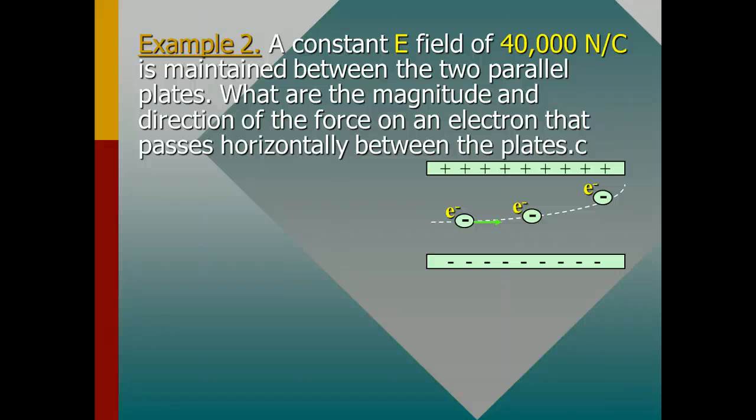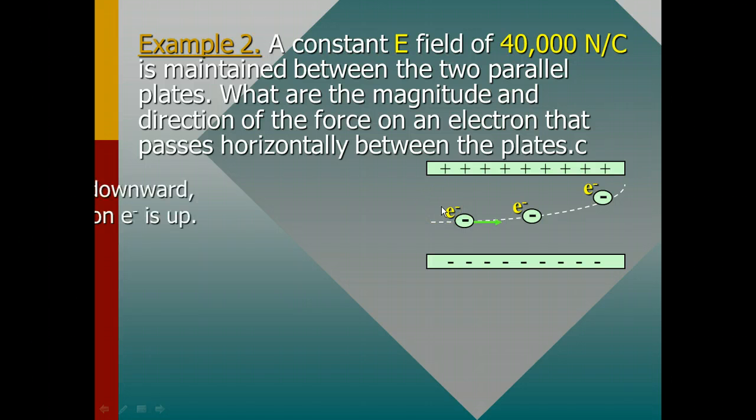But if we have a constant electric field of 40,000 newtons per coulomb, what are the magnitude and direction of the force on an electron that passes horizontally between the plates as shown like this? So if the electric field is in between these plates, what's the direction and magnitude of the force on this electron right here? Go ahead, pause and take a look.